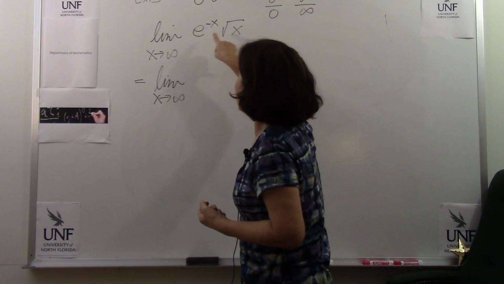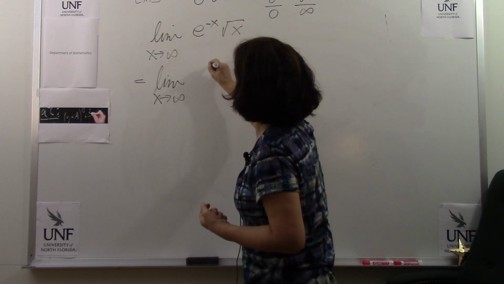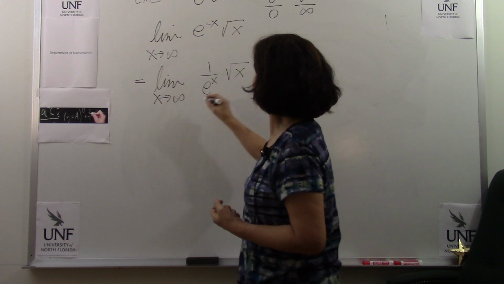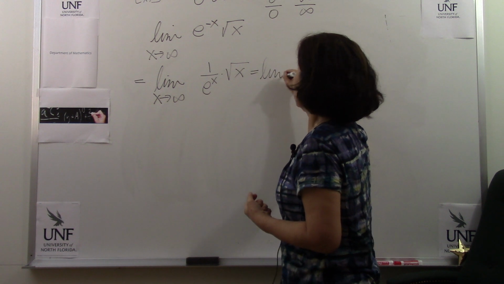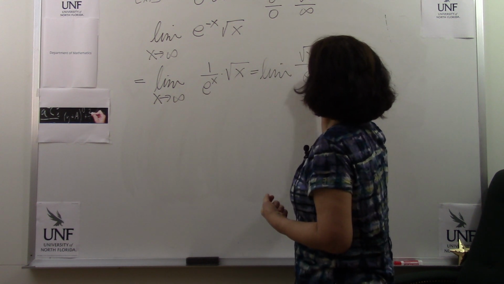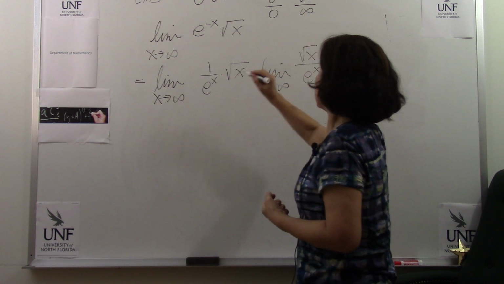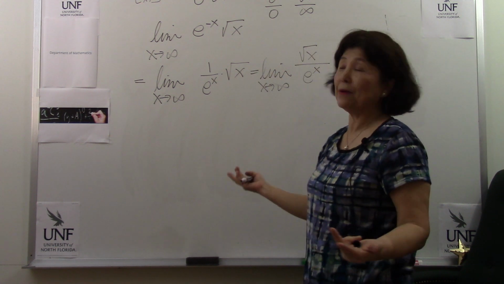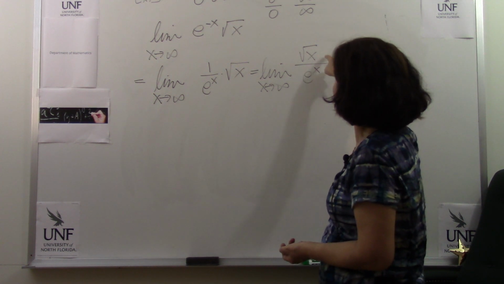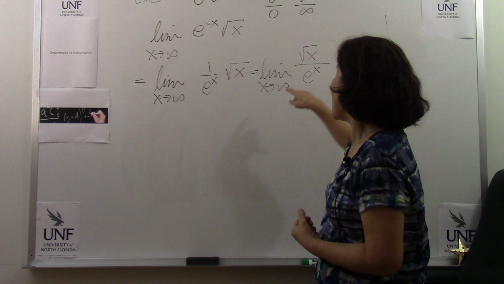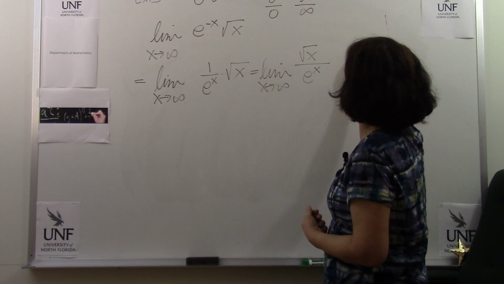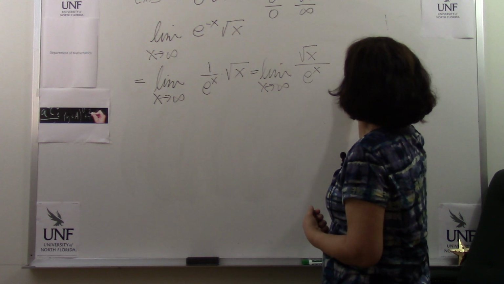Well, the thing is, e to the negative x isn't it the same as 1 over e to the x? Therefore, you can say this is the limit of square root of x over e to the x as x goes to infinity. So now it works like a charm. We have a fraction, numerator and denominator, and as x goes to infinity, square root of infinity is infinity, and e to the x is infinity.